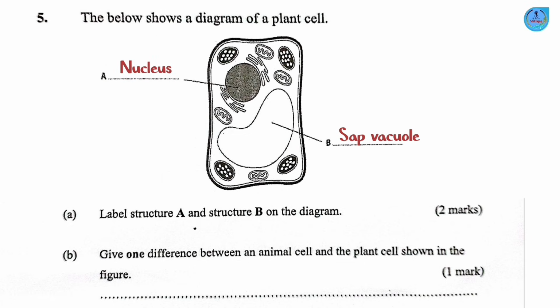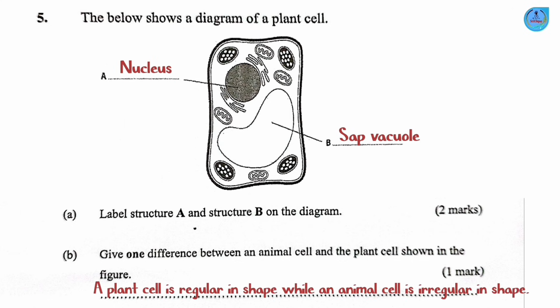Part B. Give one difference between an animal cell and the plant cell shown in the figure. Now, this is a very easy question. As you are aware, there are several differences that are present between a plant cell and an animal cell. So you can choose the easiest one that you remember and just write it down. So any of those is correct.